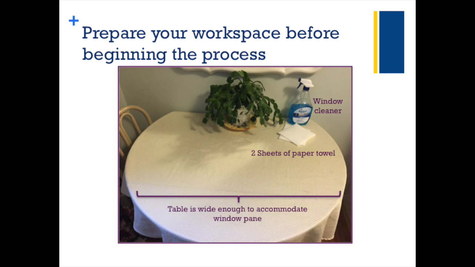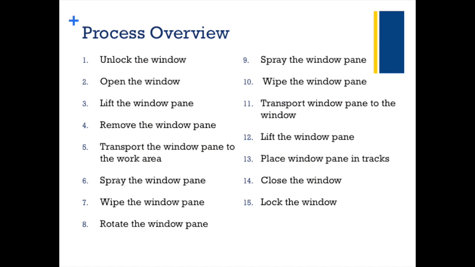Before beginning the process, prepare your work area to accommodate the cleaning of the removable window pane. You will need window cleaner, 2 sheets of paper towel, and enough space on the table to accommodate the window pane. Listed on this screen is an overview of the process steps. Once you've read through them, let's jump into beginning the process.